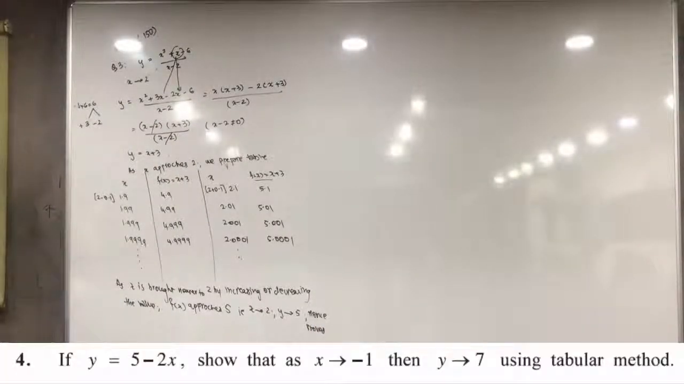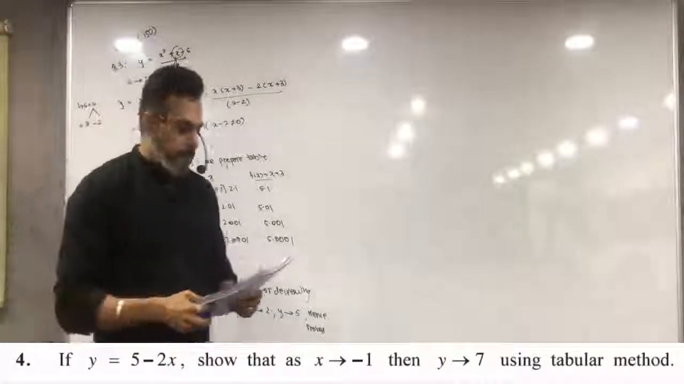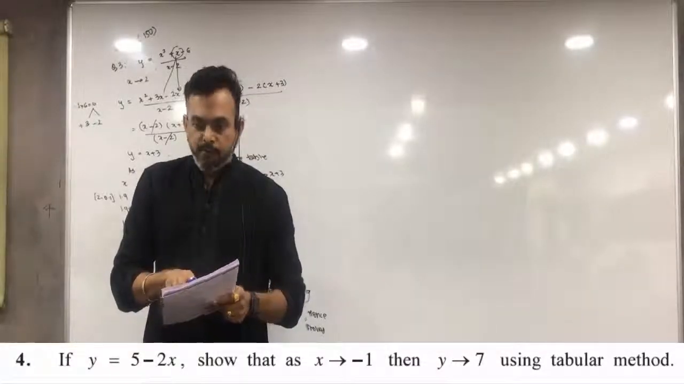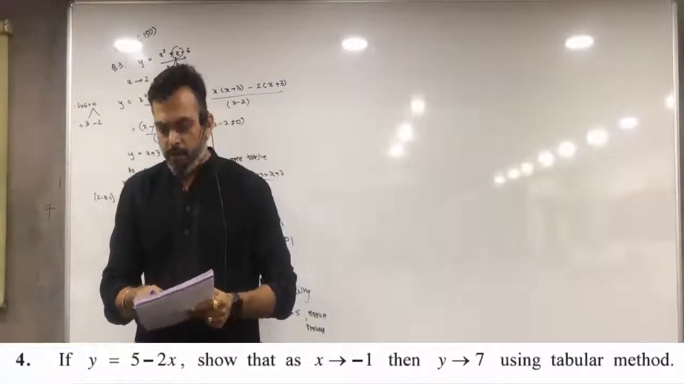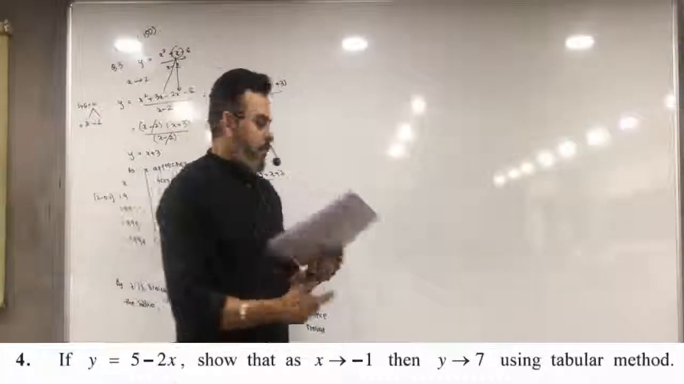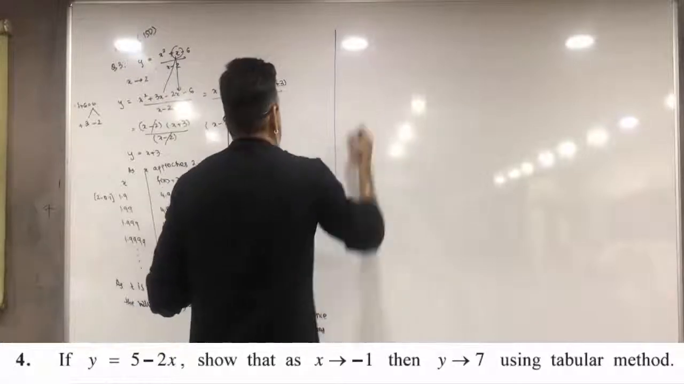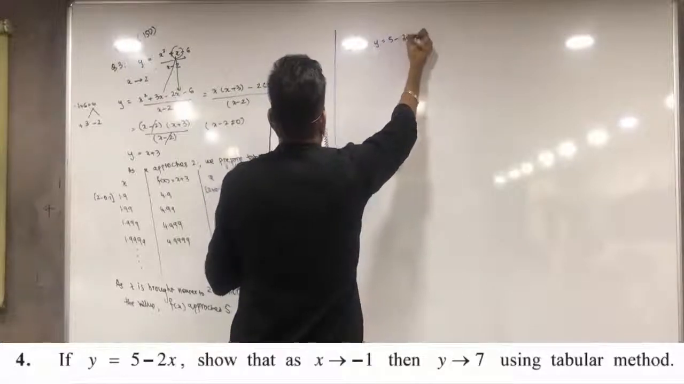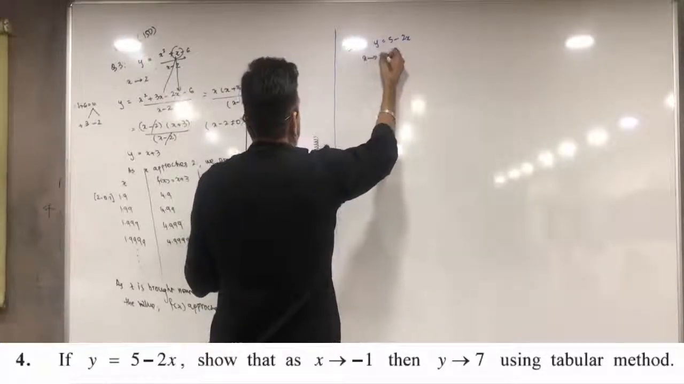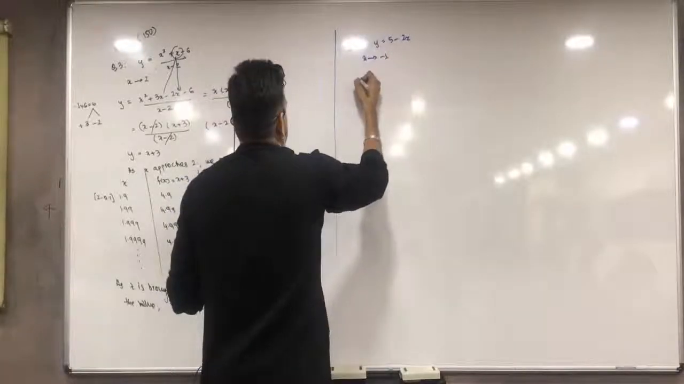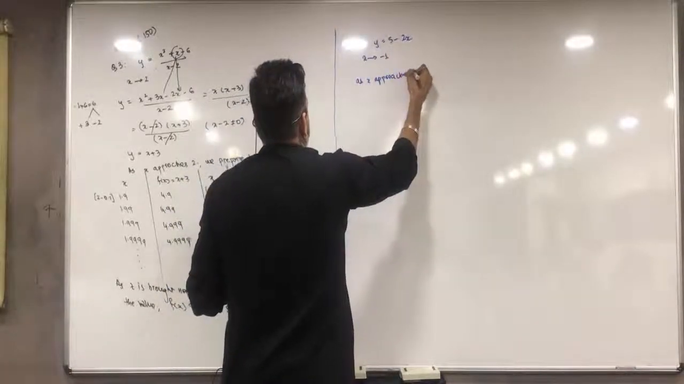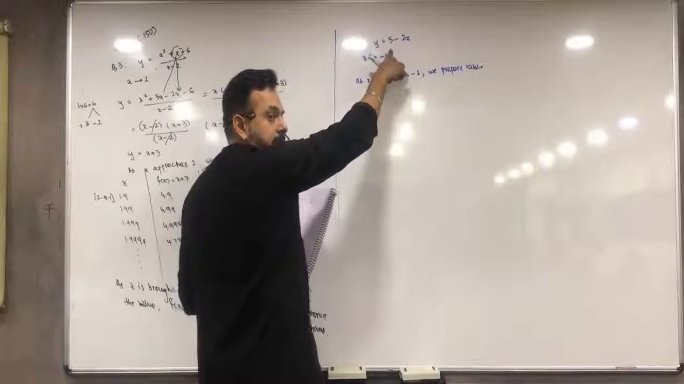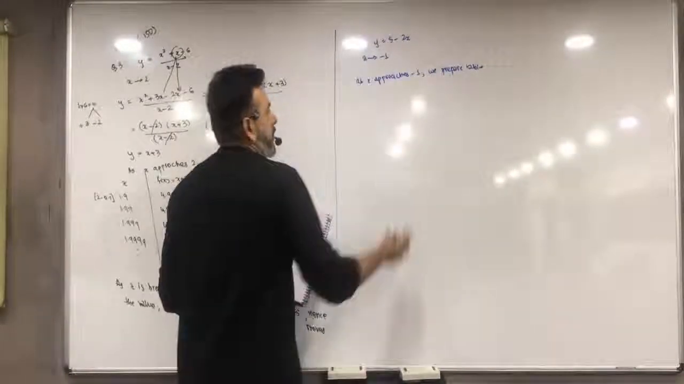Fourth one. If y is equal to 5 minus 2x, show that as x approaches minus 1, then y approaches 7 using tabular method. Now, very simple. Question 4. y is equal to 5 minus 2x, where x approaches minus 1. So, as x approaches minus 1, we prepare table. We cannot solve this directly, right? So we directly prepare the table.